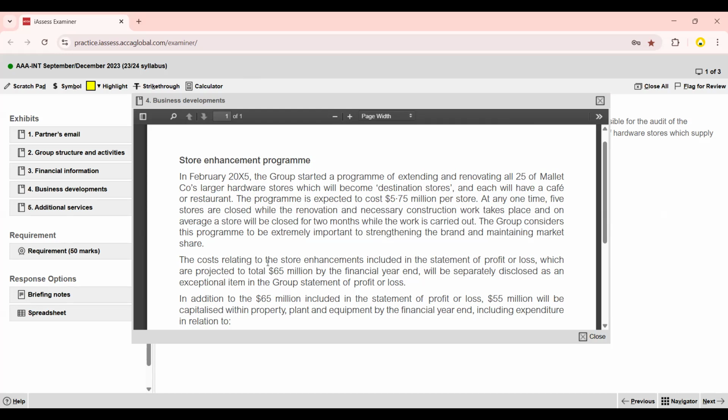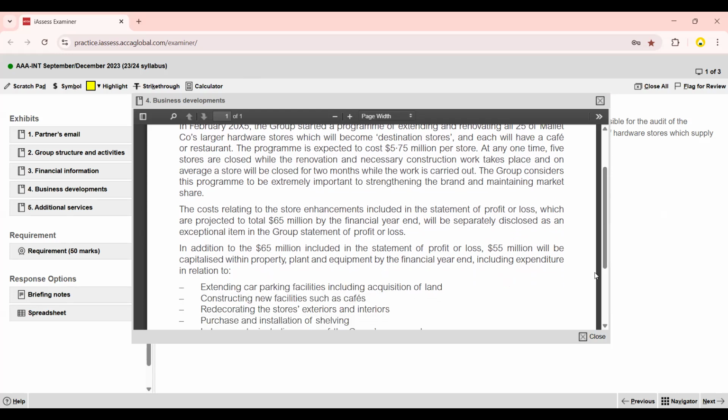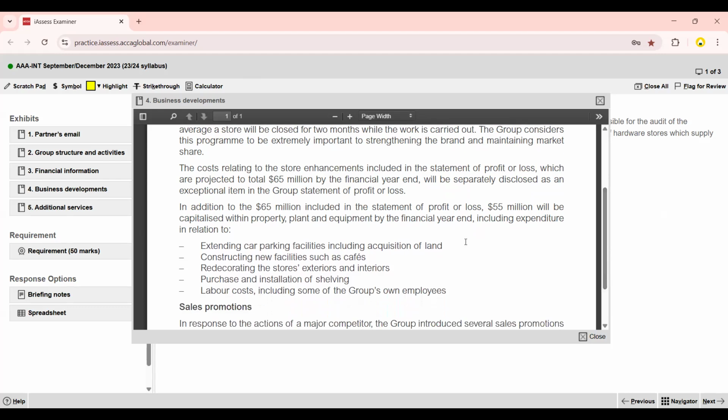The cost relating to the store enhancements included in the statement of profit or loss, which are projected to total 65 million by the financial year end, will be separately disclosed as an exceptional item in the group statement of profit and loss. In addition to the 65 million included in the SOPL, 55 million will be capitalized within property, plant, and equipment by the financial year end, including expenditure on extending car parking facilities, constructing new facilities, redecorating the stores, exteriors and interiors, and purchase and installation labor cost, including some of the group's own employees.